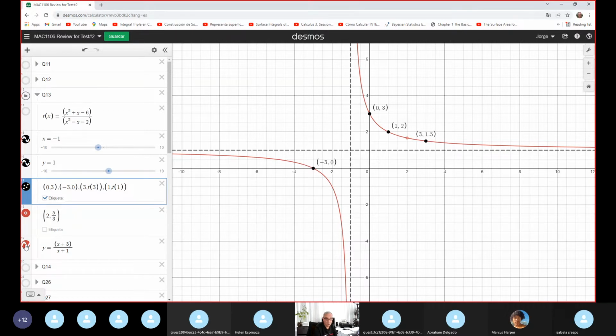We have no hole in the red one because I removed it. So if you want to find the position of the hole, the position is at x equals 2. But what is the y value associated with 2? You evaluate in the expression after the simplification of the hole, which is x plus 3 in the top divided by x plus 1 in the bottom. So you plug in 2 plus 3 is 5, divided by 2 plus 1 is 3. It's 5 over 3. Exactly this point.